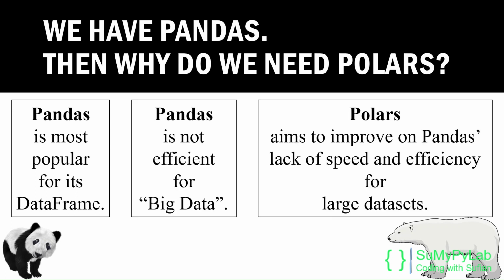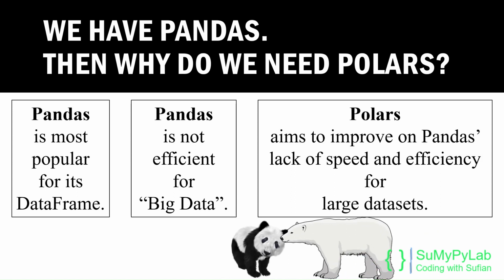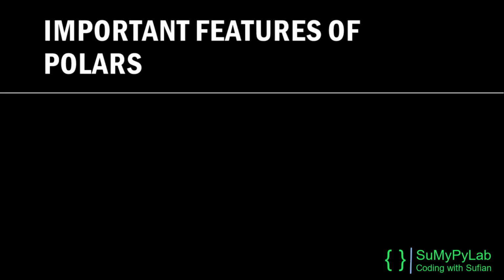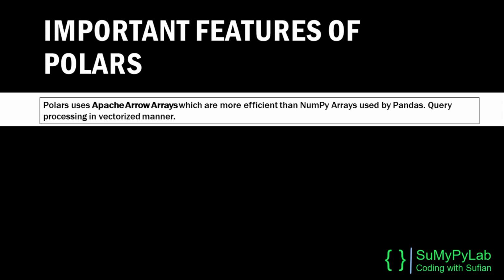Although pandas is a very powerful data frame library, it is not efficient for big data. Polars aims to improve on pandas' lack of speed and efficiency for large datasets. Let's quickly discuss the important features of Polars. Polars uses Apache Arrow arrays, which are more efficient than NumPy arrays used by pandas. Queries are processed in a vectorized manner.